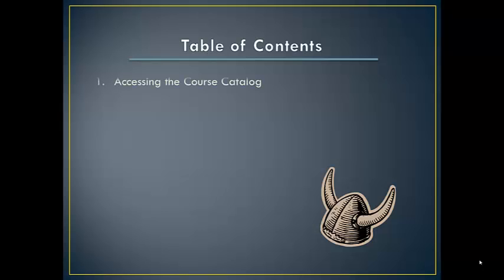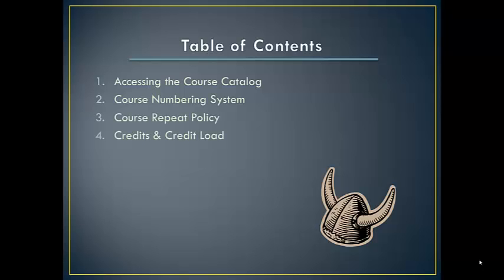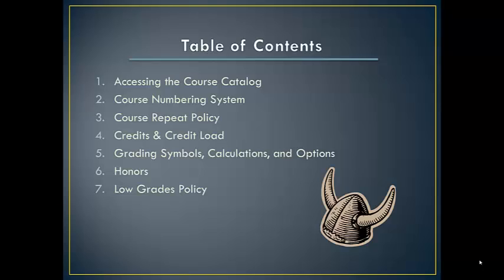We will be talking about accessing the course catalog, like I mentioned, course numbering system, course repeat policy, credit and credit load, grading symbols, calculations and options, honors, and the low grades policy. Let's begin by learning how to access Big Bend Community College's course catalog.